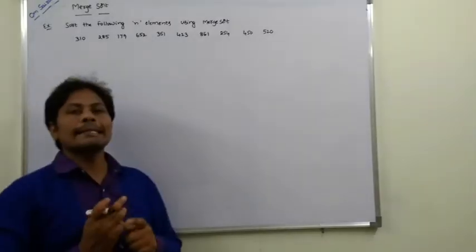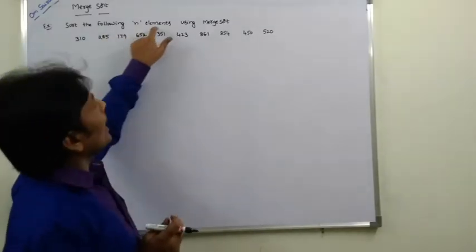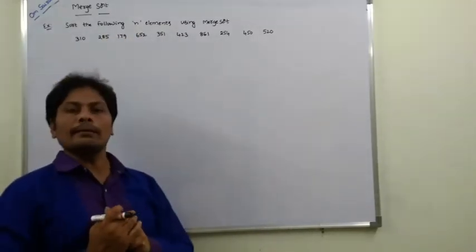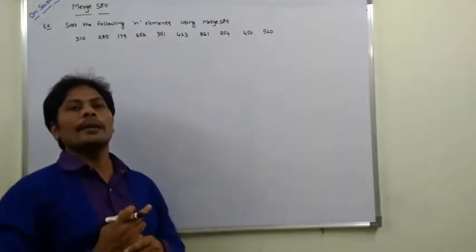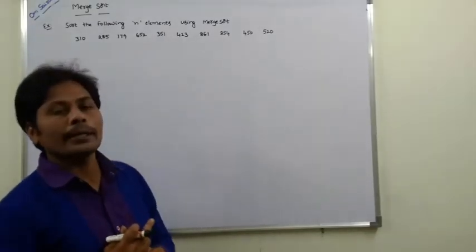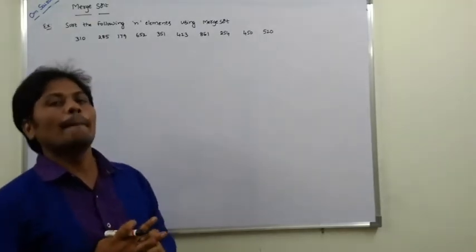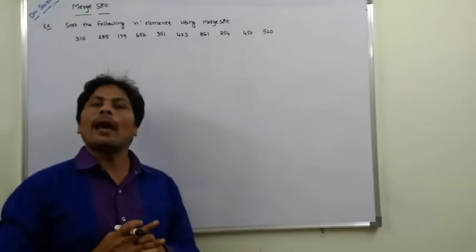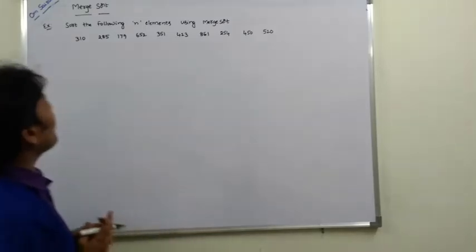Now consider the example problem. Sort the following n elements using merge sort. These are the elements. Now we have to sort these elements using merge sort with the help of the divide and conquer technique.